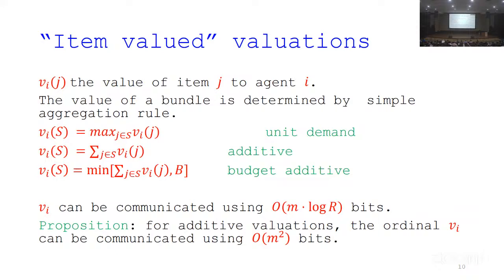For these valuations, they can be communicated using m times log R bits, because you just need to specify the value of each item. And if you want just the ordinal valuation, there are not so many possible orders that you can create using, let's say, additive valuations among bundles. If I'm not mistaken, and this is something I prepared for the talk, you can always transmit it using order m squared bits. So you don't need exponential in m in order to get the ordinal preference order over bundles. There are not that many possibilities.